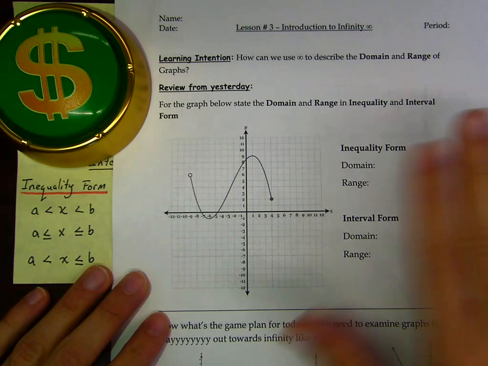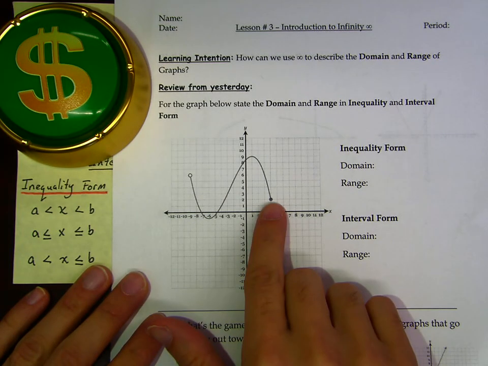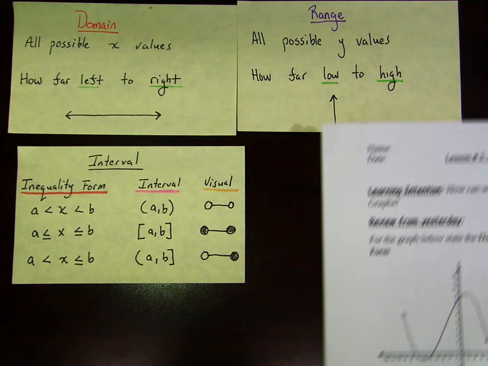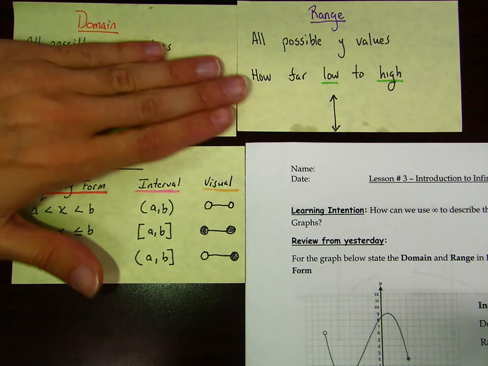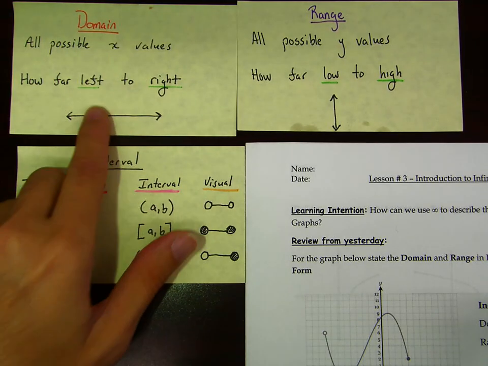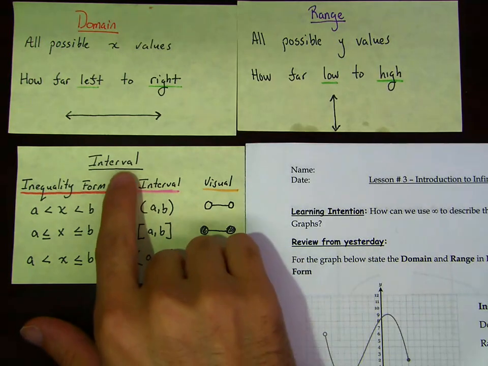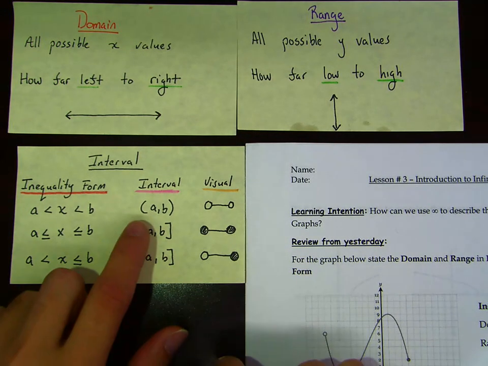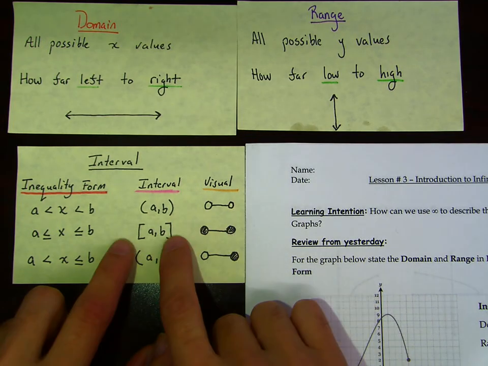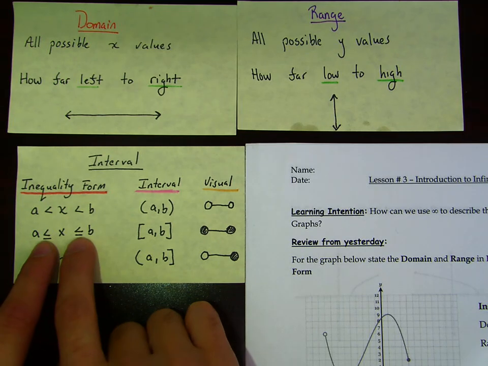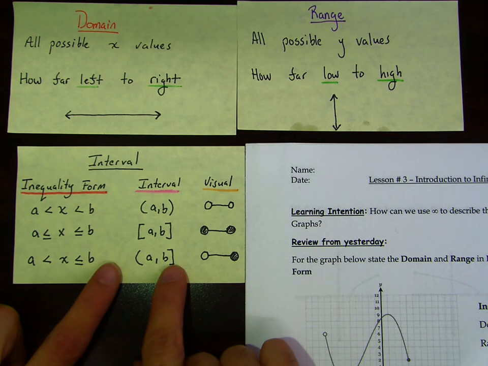All right. So, what did we learn about yesterday, right? We had this idea of domain and range for these graphs. Hopefully we remember: what is domain? What is range? Domain, in your own words, is all possible x values, left to right. Range is low to high, all possible y values. Here we had the interval forms. Remember, if you had the parentheses, they were open circles. If they had the brackets or the inequality symbols with the equal sign, they were closed circles. And you could have something that's half open and half closed, right?